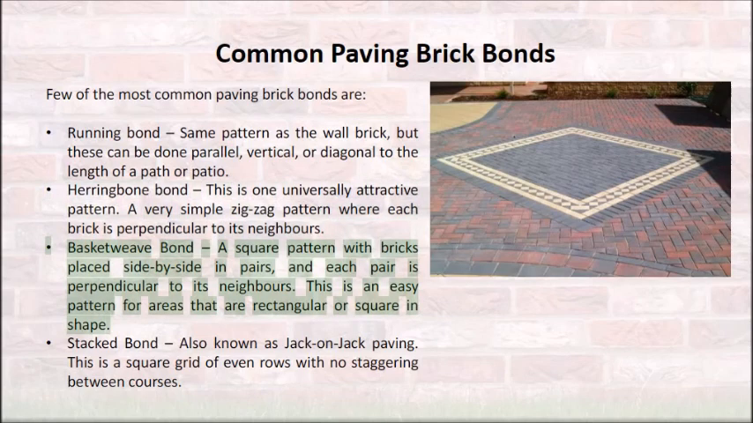Basket weave bond, a square pattern with bricks placed side by side in pairs, and each pair is perpendicular to its neighbors. This is an easy pattern for areas that are rectangular or square in shape. Stacked bond, also known as jack-on-jack paving. This is a square grid of even rows with no staggering between courses.